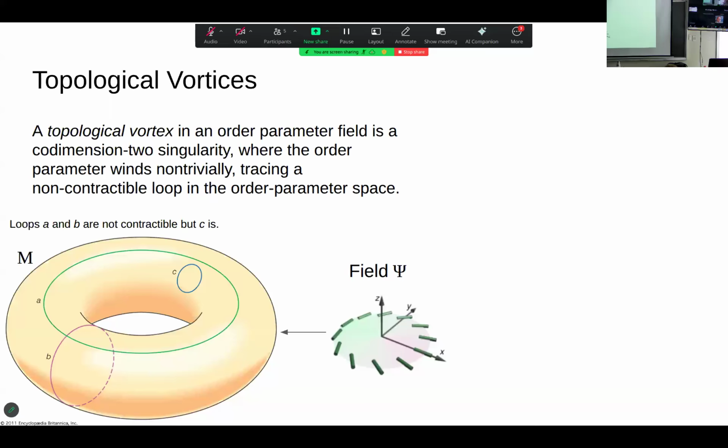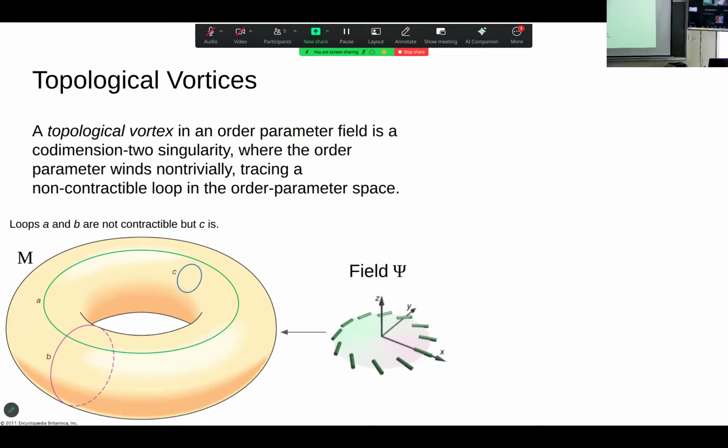However, the C is contractible. There's nothing stopping it from contracting to a single point. So if it looks like C, it's not a topological vortex, but in these two cases, it would be a topological vortex.